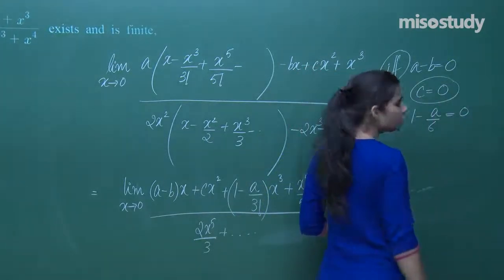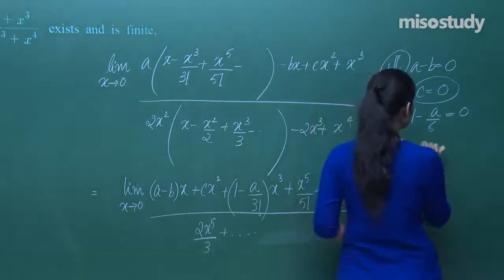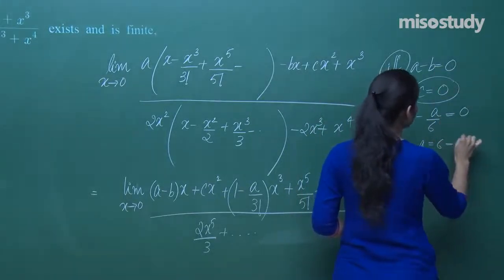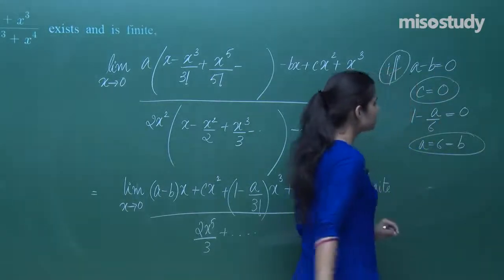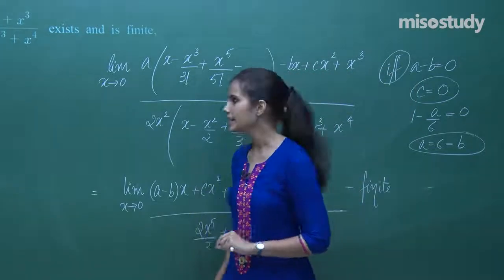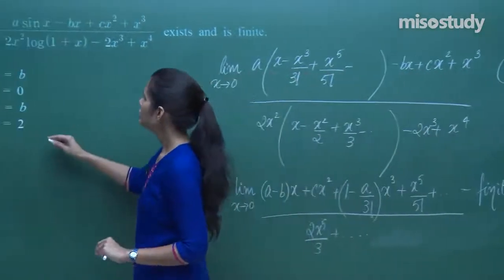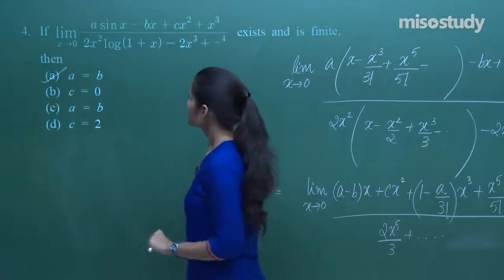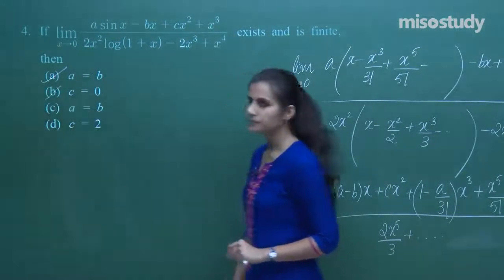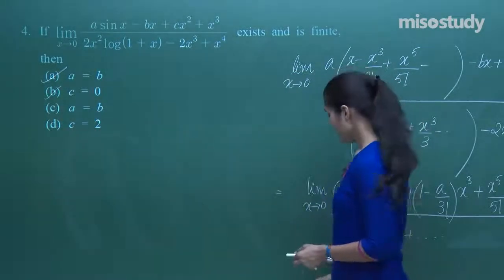This means what? 1 equals a by 6, or a equals 6, but a is equal to b, so a equals b equals 6. So this limit will be finite when a is 6, b is 6. So a equals b, a is 6, b is 6 and c is 0. Clear? Let's move on to the next.